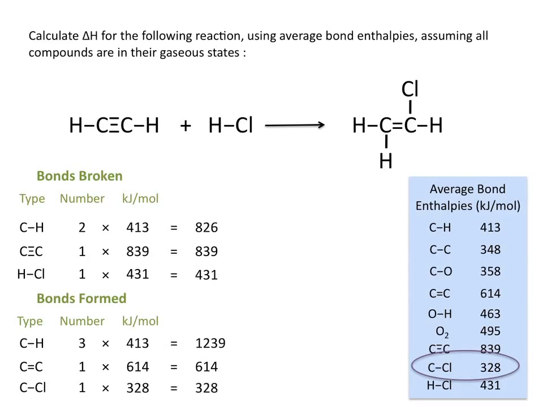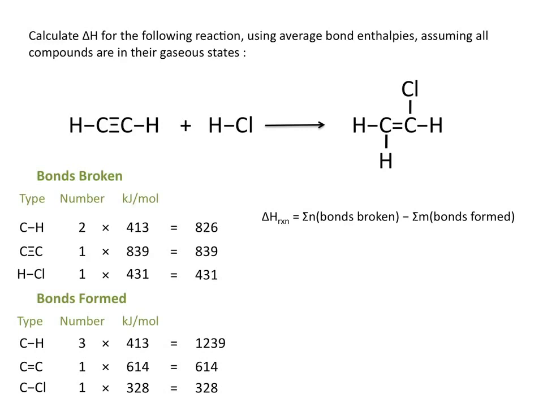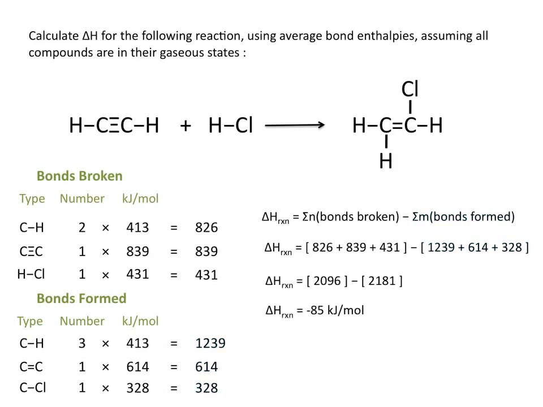Now you'll notice that I have carbon-hydrogen bonds broken and carbon-hydrogen bonds formed. And so it's okay to look at the difference between the bonds broken and the bonds formed if you'd like. However, I think it's much easier, and you're going to make a lot less mistakes if you just count up all of the bonds broken and count up all of the bonds formed and subtract. So now we can plug these numbers into our equation. I sum up the bond enthalpies for all of the bonds broken and subtract the bond enthalpies for all of the bonds formed. This gives me a delta H for this reaction of negative 85 kilojoules per mole.